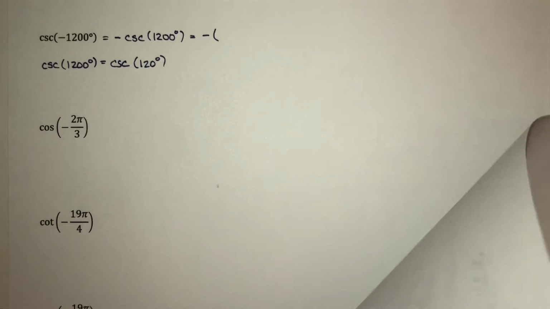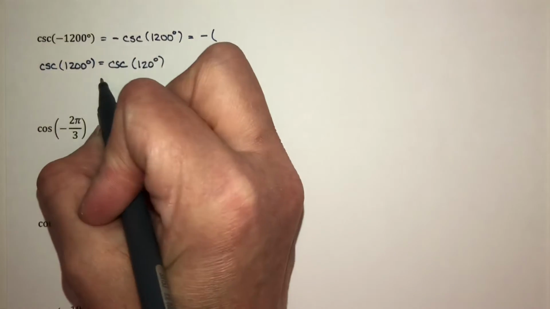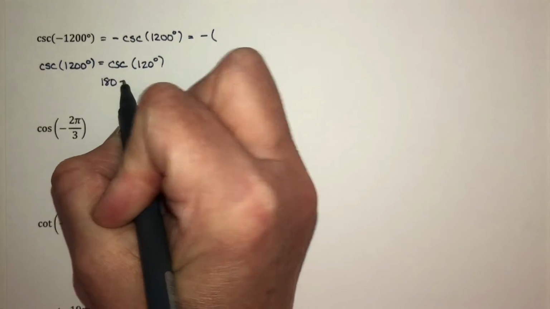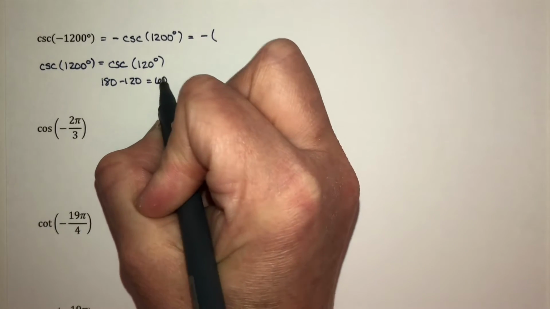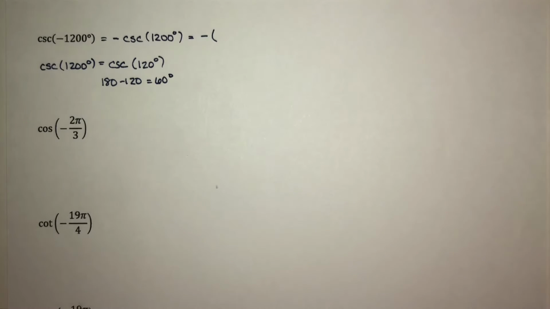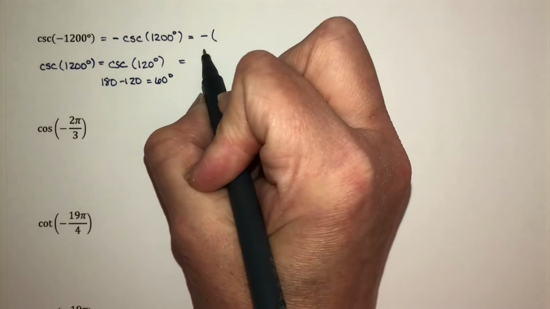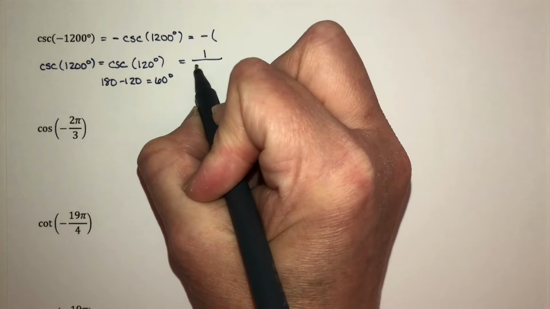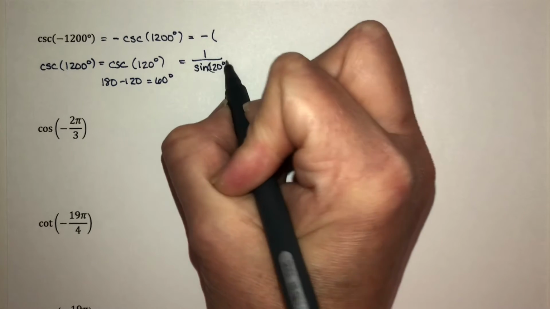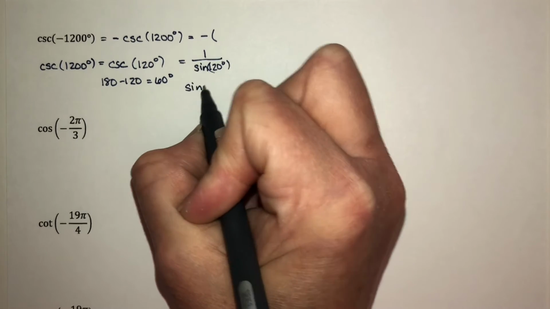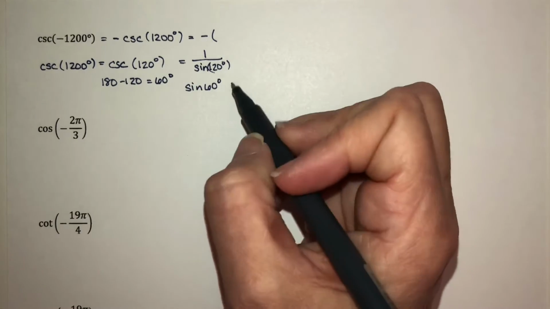Well, first let's find a reference angle. That's what we need, a reference angle. So to find the reference angle in quadrant 2, we do 180 minus 120. So my reference angle is going to be a 60-degree angle, and I can adjust the sign as needed. Well, this is the same thing as 1 over sine of 120 degrees. So if I can find sine of 60 degrees, then I can find sine of 120 degrees and then take the reciprocal.